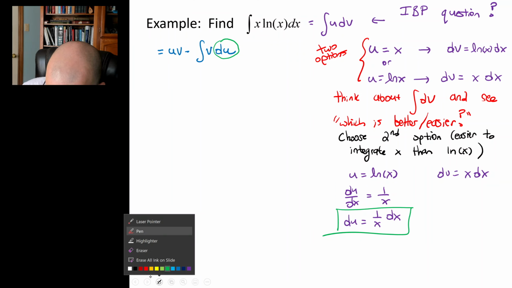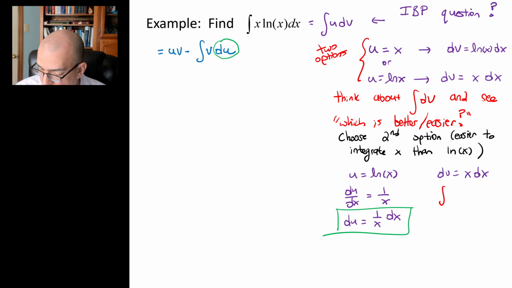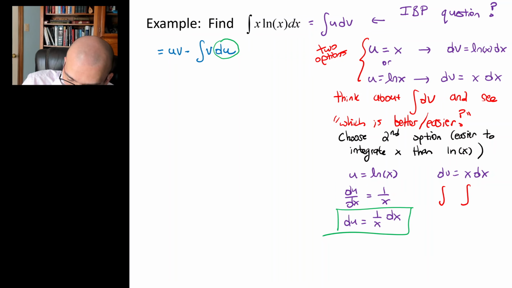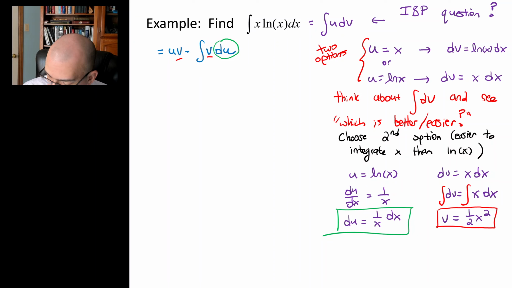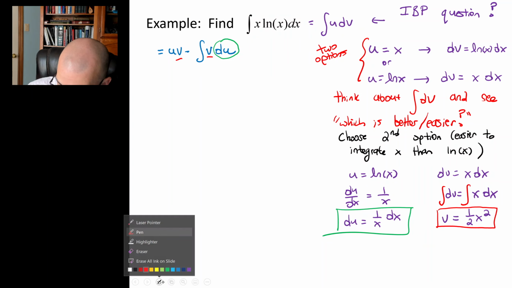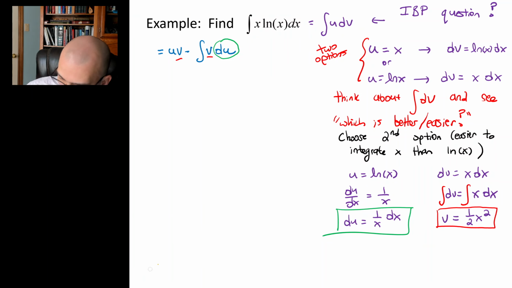Now I need something for v. So we're going to integrate dv. Integrate both sides of that expression. We always get v on the left-hand side. On the right-hand side, the antiderivative of x is 1/2 x squared. So we'll plug that in. And I should indicate that all this stuff is just thinking out loud. You don't need to write that in a solution.